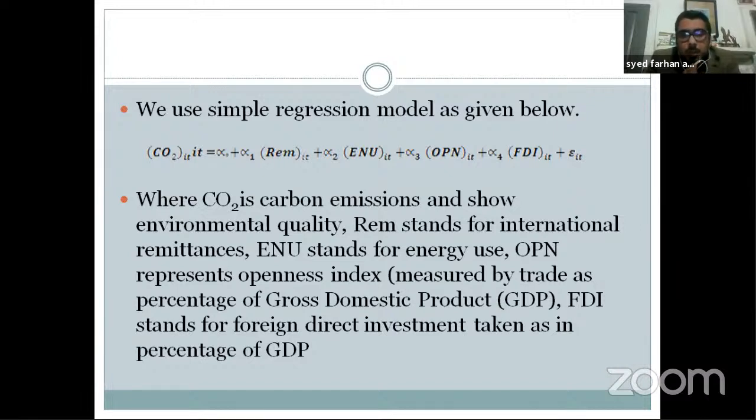ENU stands for energy use, measured in kg per capita, and OPN represents the openness index, measured by trade as a percentage of gross domestic product. On the other hand, FDI stands for foreign direct investment, taken as a percentage of GDP.